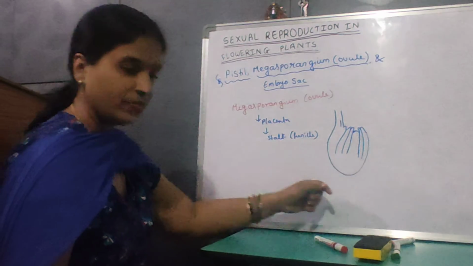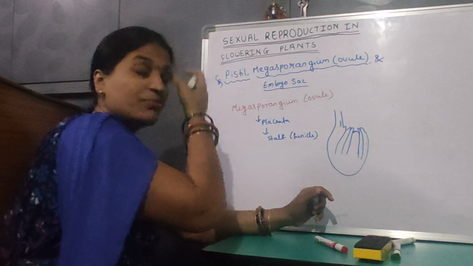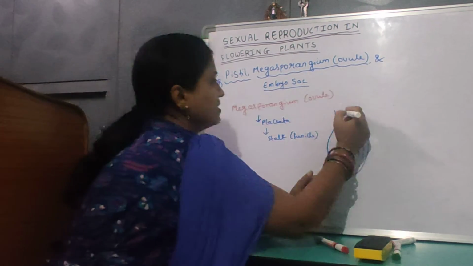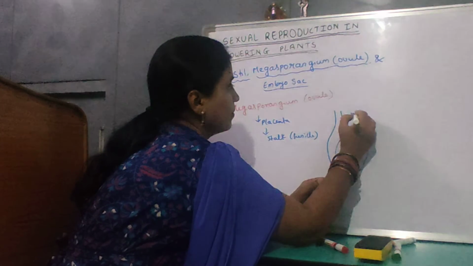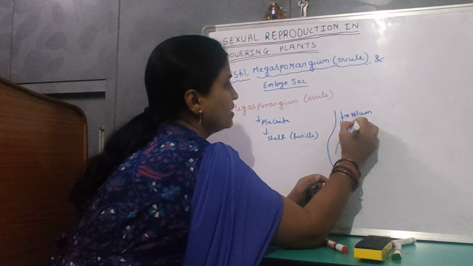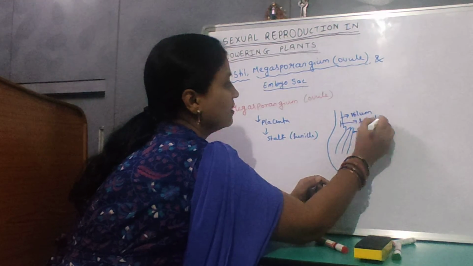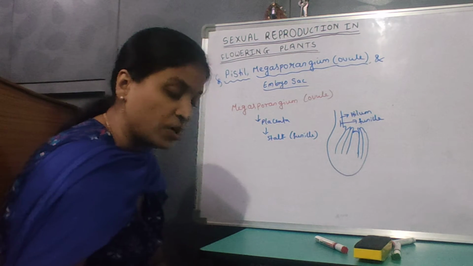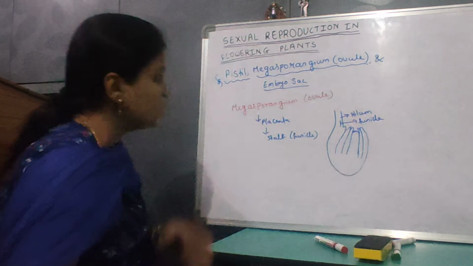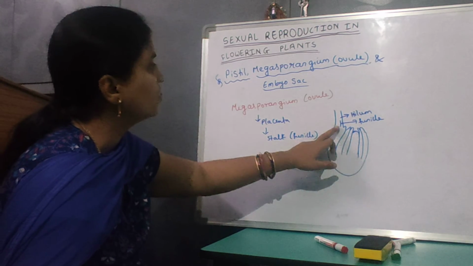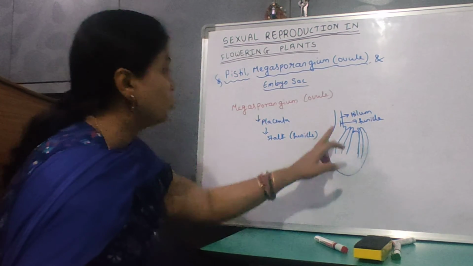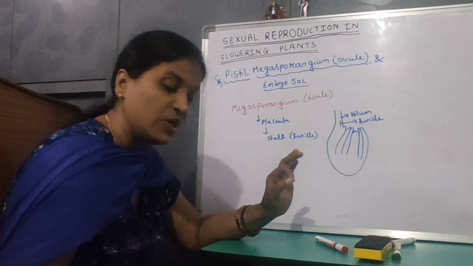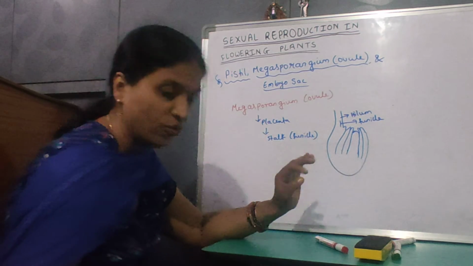The part which is in between the funicle and placenta is called the hilum. So this part is hilum. The stalk is called the funicle. The body of the ovule fuses with the funicle at the region called hilum, and the hilum represents the junction between the ovule and the funicle.